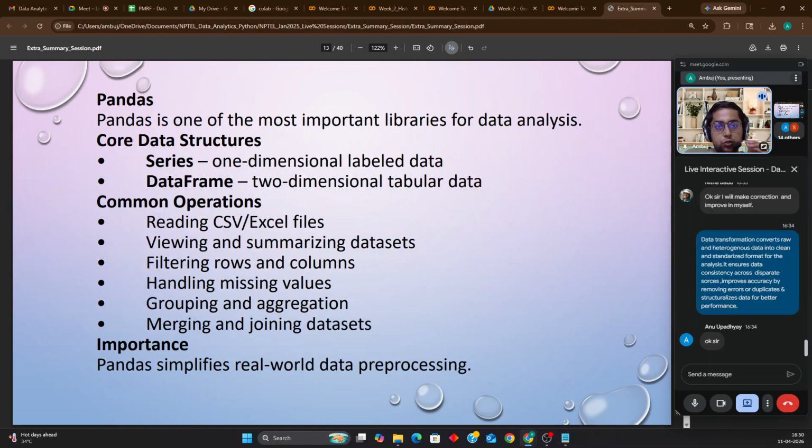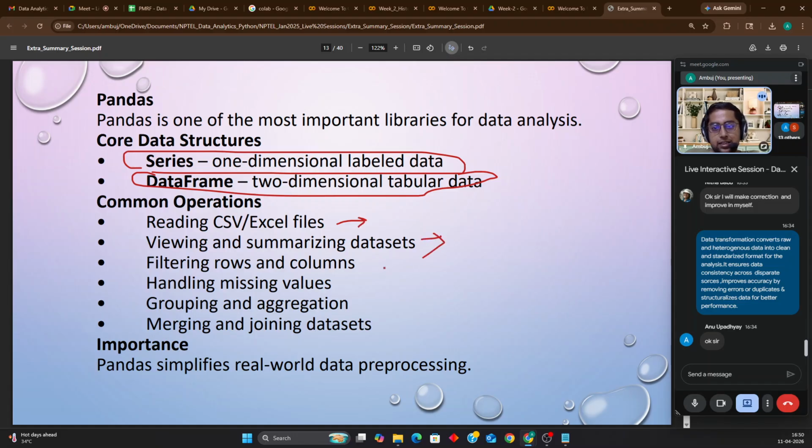Pandas is again one of the most important libraries for data analysis. It involves Series, which are one dimensional labeled data, and DataFrames, which are two dimensional or tabular data. Common operations involve reading CSV or Excel files, viewing and summarizing the data set, filtering rows and columns, and handling missing values by replacing them with NaN, not a number, or with zero.